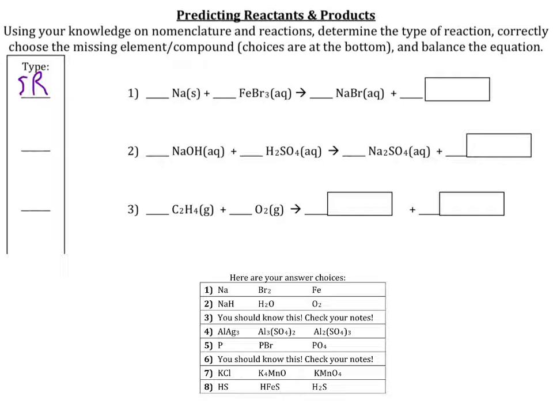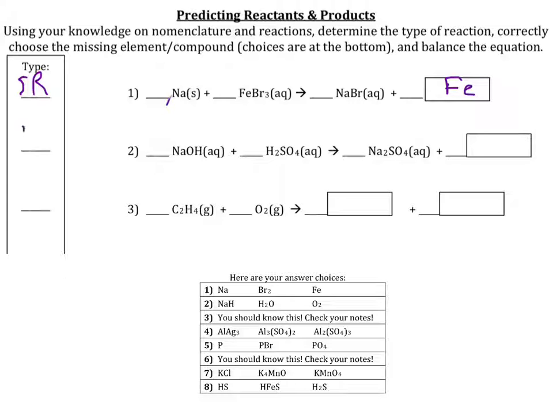Well, if you take a look, we got sodium on both sides. We have bromine on both sides. So what's missing? The iron. And whatever is missing is what goes in this box. So from our options here, if you take a look, there it is. So we have iron right there. That's our only option.